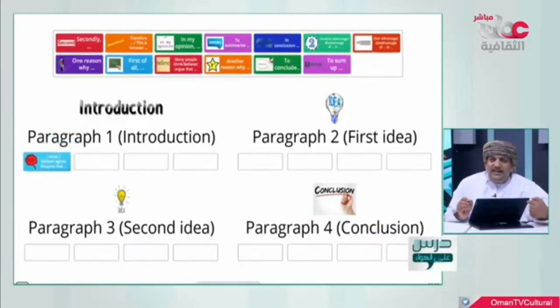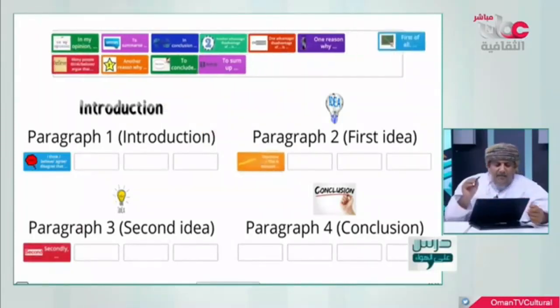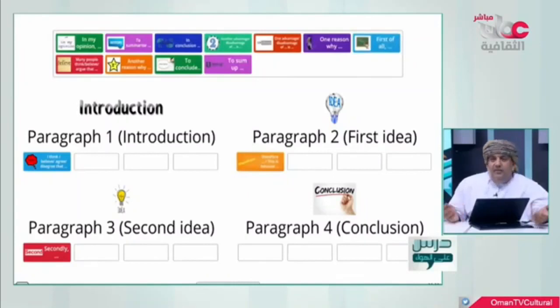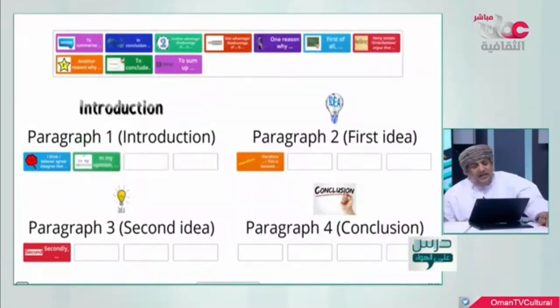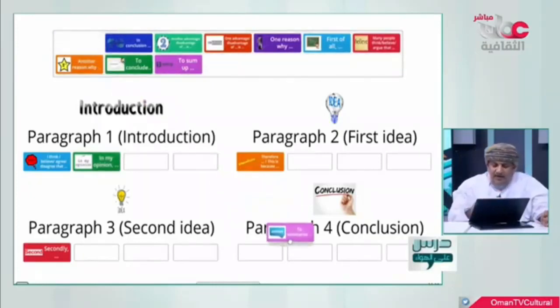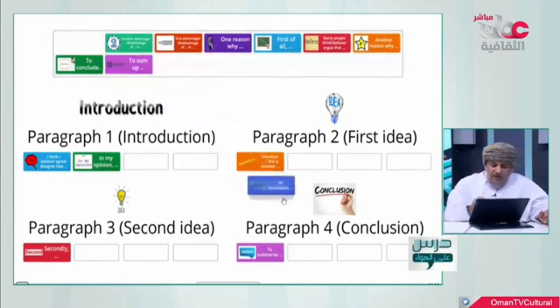Thank you. Secondly, where could we put this phrase? Second paragraph, third paragraph, fourth paragraph? Yes, it's in the second, because it says secondly. Therefore, we can put it in paragraph number 2. In my opinion, I think, this is in paragraph number 1. To summarize, this is paragraph number 4, the conclusion. Very good. To conclude, it's for the conclusion.